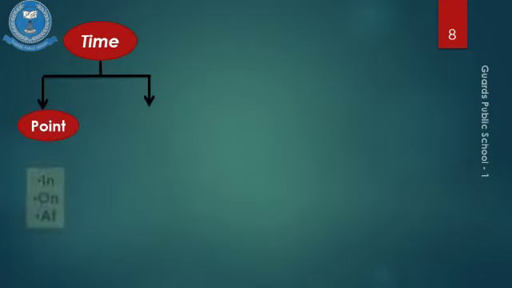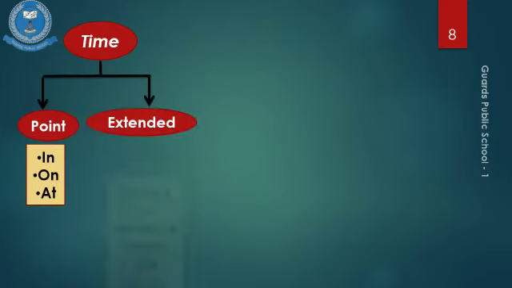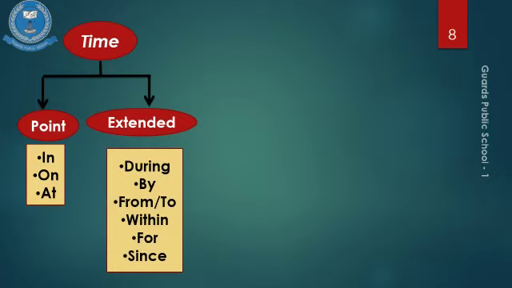The third type of preposition is the preposition of time. It is further divided into two parts. First is the exact point of time, which includes in, on, and at. The second is the extended time, which includes during, by, from, to, within, for, since. We'll first discuss the exact point of time, which is in, on, and at.